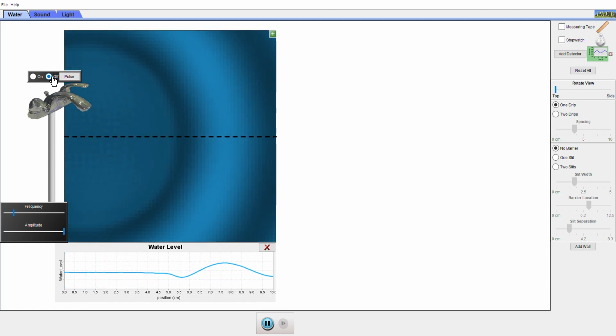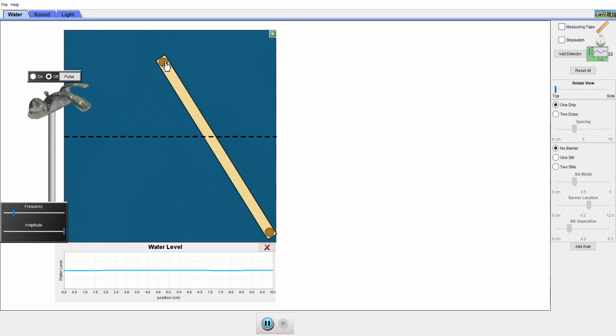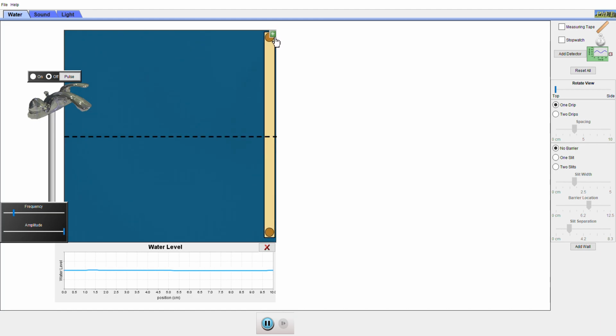Now I'm going to turn the water off and add a wall. And this wall will create a barrier that the ripples, the waves, will bounce off of or reflect off of.